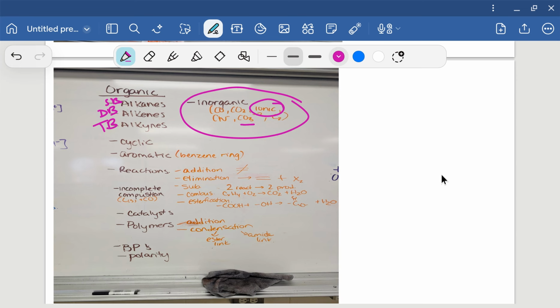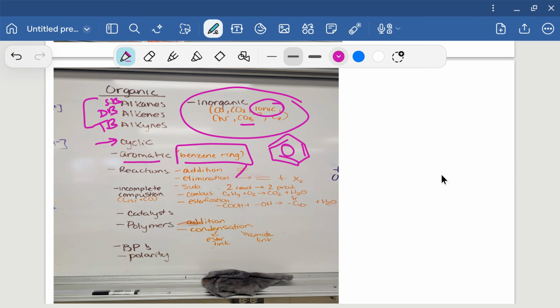Then once we know what these three are, we can look at what's cyclic. If you have anything cyclic, you have rings, and if you have rings, you're going to see the word cyclo when you're naming, and that's the main difference. You want to know if something is aromatic, you must see a benzene ring. Looking at your benzene ring, usually you have the circle inside, but know that that circle represents alternating double bonds.